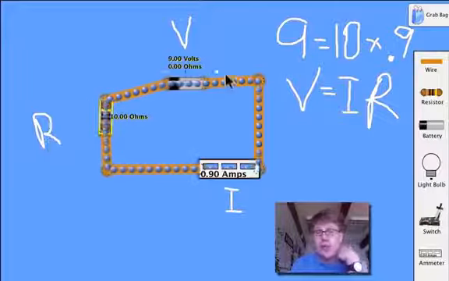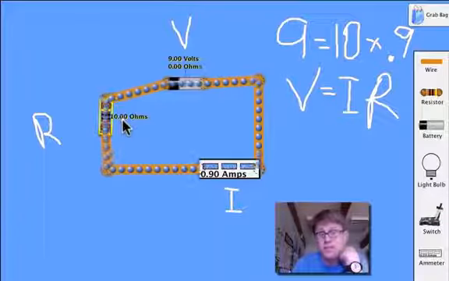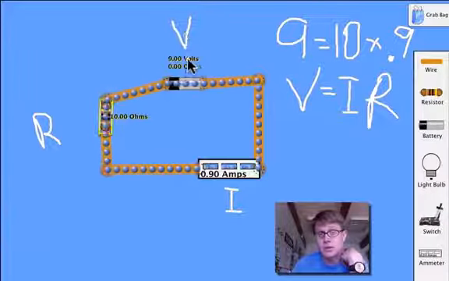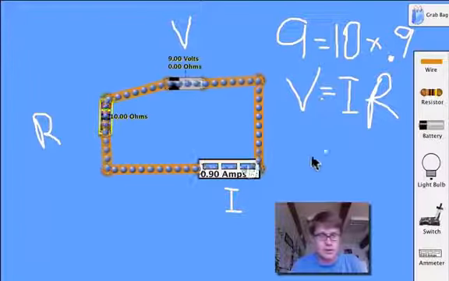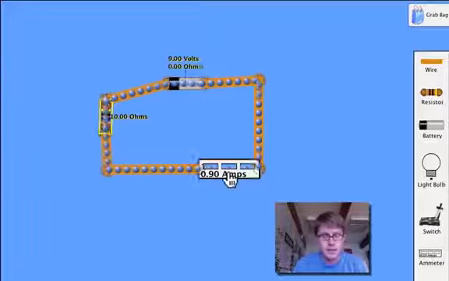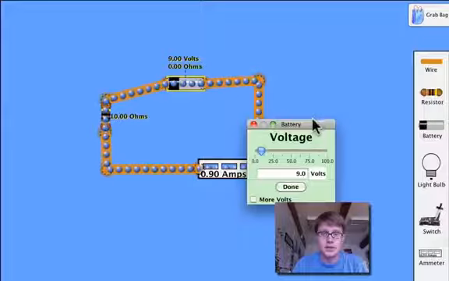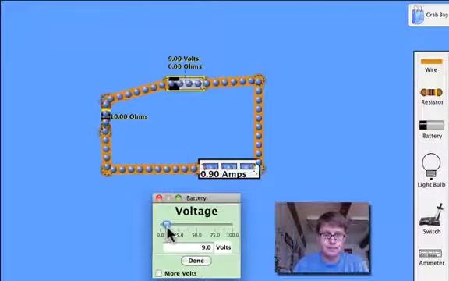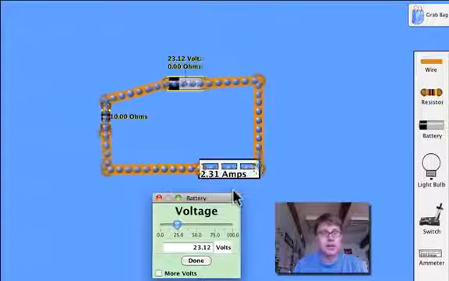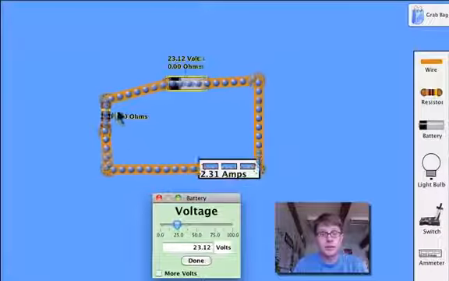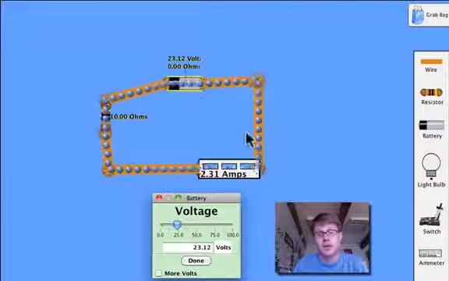And so what should happen if we increase the voltage? Well, if we increase the voltage and the resistance is set, so it's not going to change, what should happen to the current? Well, let's try it. Let's change the voltage to a higher value. What's going to happen to the amps or the current? The current is going to increase. The resistance stays the same, and so as I increase the voltage, the current's going to increase.